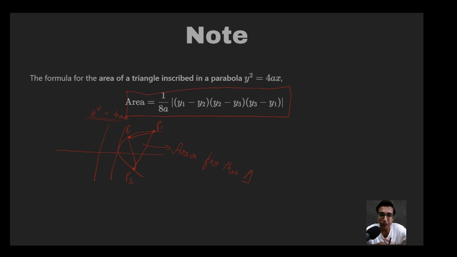Now you could have also found out this using the determinant formula that we had studied in straight line. However, that would make this a bit longer and the calculations would become much more intense for you to do. So this formula is a simplified version for you to find out the area of a triangle inscribed in a parabola.